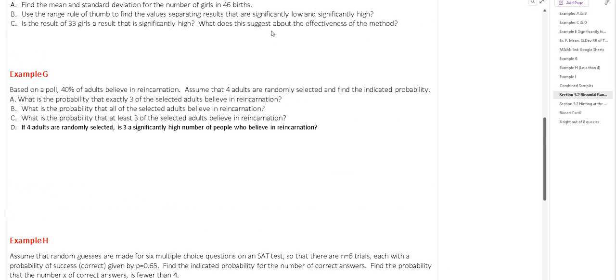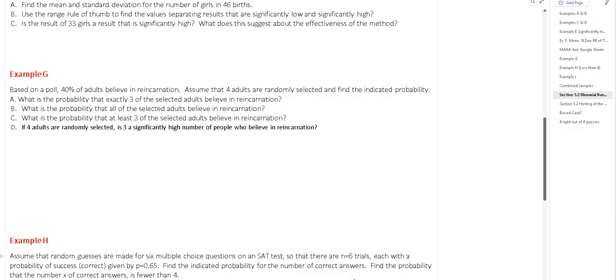Example G, number 2. Based on a poll, 40% of adults believe in reincarnation. Assume that 4 adults are randomly selected and find the indicated probability. So there are 3 different things that you're going to be asked to do here. Find the probability that exactly 3 adults believe in reincarnation, the probability that all of the selected adults believe in reincarnation, and what's the probability that at least 3 of them believe in reincarnation.